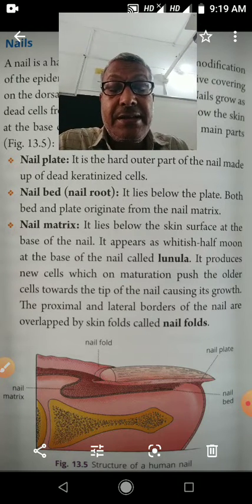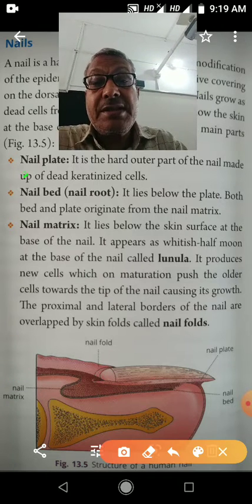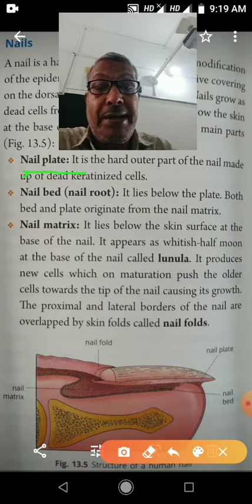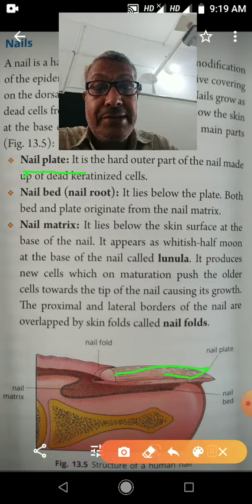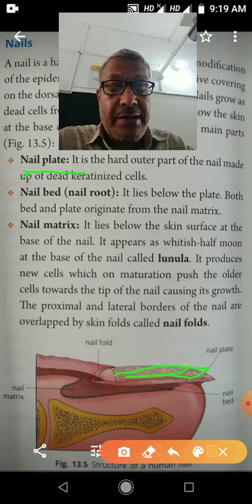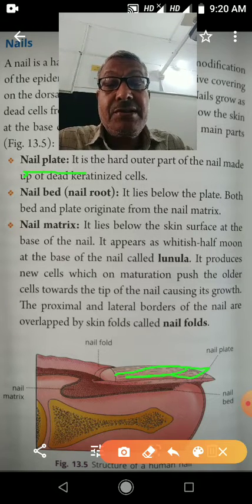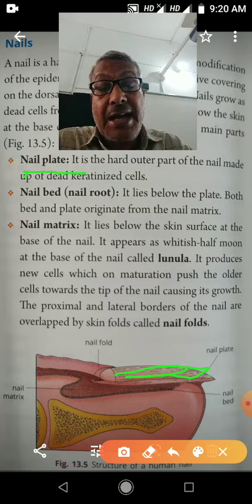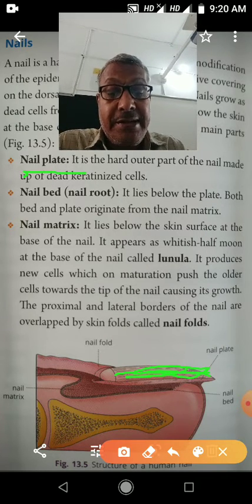The first part is the nail plate. So this portion of the nail is the nail plate. The nail plate is the hard part of the nail and it is made up of dead keratinized cells.